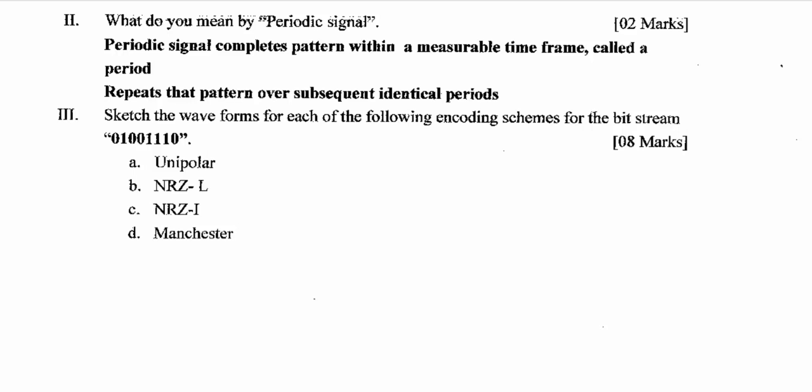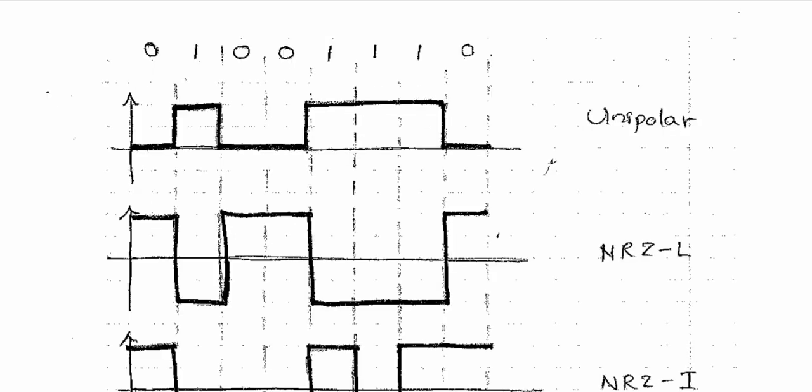And part 3, sketch the waveforms for each of the following encoding schemes for the bit stream. The bit stream is given here as 0, 1, 0, 0, 1, 1, 1 and 0, and you have to draw the signal for unipolar, NRZL, NRZI and Manchester. I have explained all these encoding schemes in a different video, so you can refer to that and draw your signal.